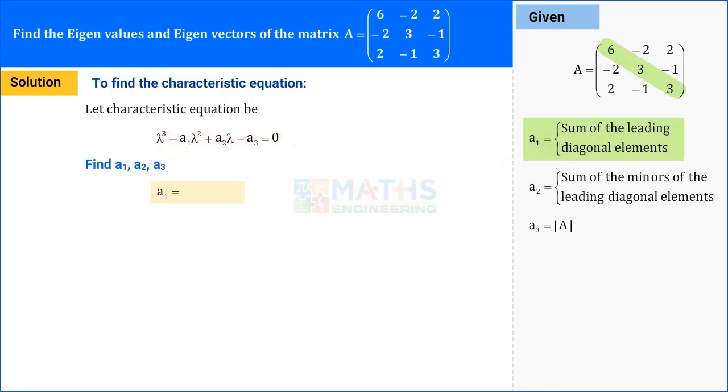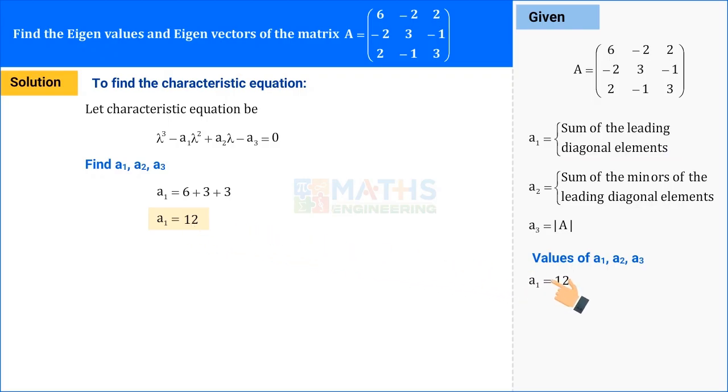We start with a1. a1 is equal to the sum of the leading diagonal elements. Here, look at the given matrix A. What are the elements in the leading diagonal? 6, 3, 3. A1 value is equal to 12.